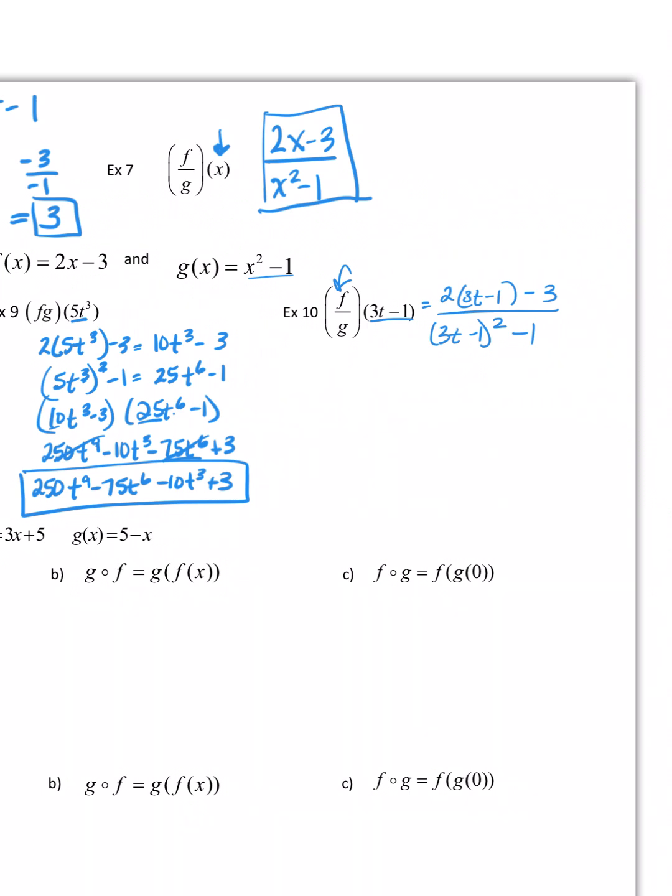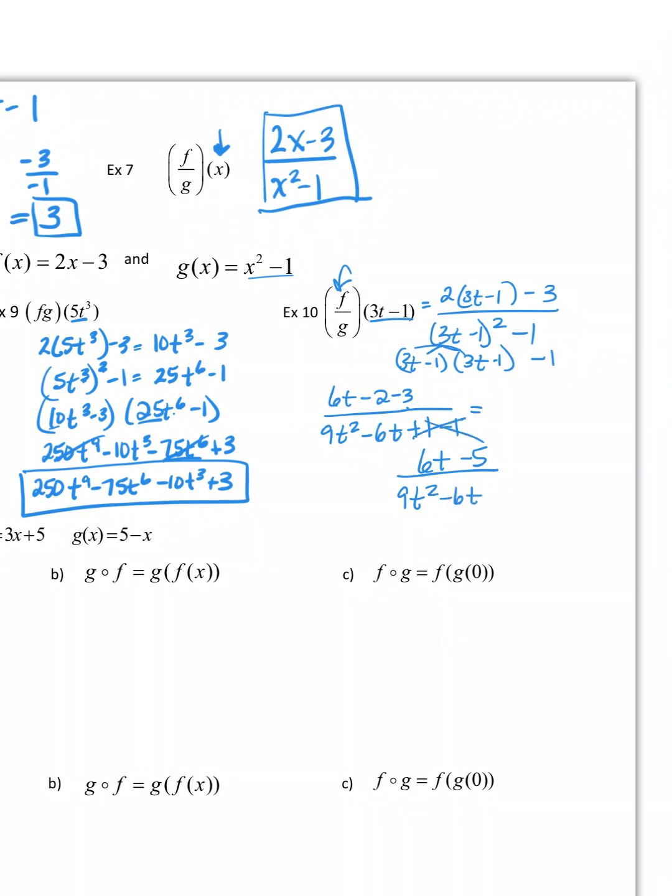Now if we clean that up, we're going to have 6t minus 2 minus 3. Now this means I'm going to FOIL it, right? 3t minus 1 times 3t minus 1 minus 1. So when I do all this, let's see what I get here. I'll have 9t squared minus 3t is minus 6t plus 1, and then the minus 1 hangs off the back. So when I reduce this and simplify, I will have 6t minus 5 over 9t squared minus 6t.